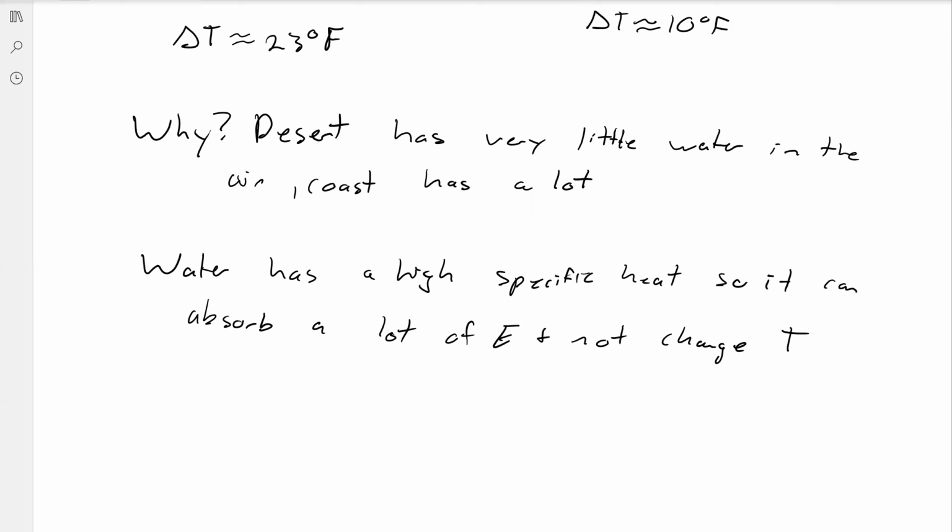During that day, the water is absorbing that energy and it's not changing its temperature that much. And then during the night, it's releasing that energy, but again, the temperature isn't changing too much. Whereas in the middle of the desert, there's not as much water in the air. And so when you add or take away energy, we see large increases in temperature.